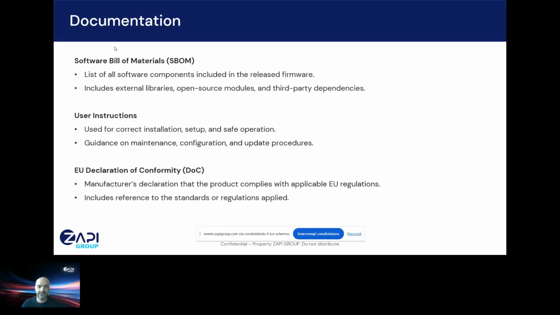Instead, the user instructions are a set of documents that explain to the end user who needs to install the product with the digital element how to install it properly and maintain it in order to avoid problems with cybersecurity. The third document is the declaration of conformity, which is basically a manufacturer declaration that indicates that the product is compliant with the CRA, and provides also, if they are used, some indication about the cybersecurity standards that are used to reach the compliance to the CRA.